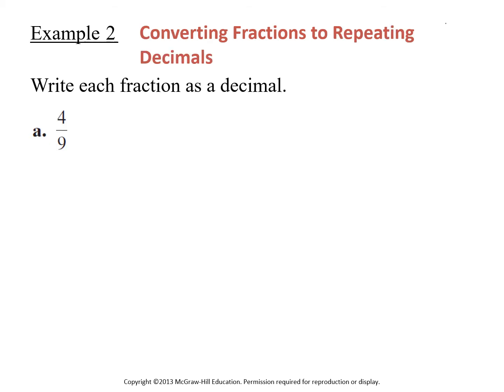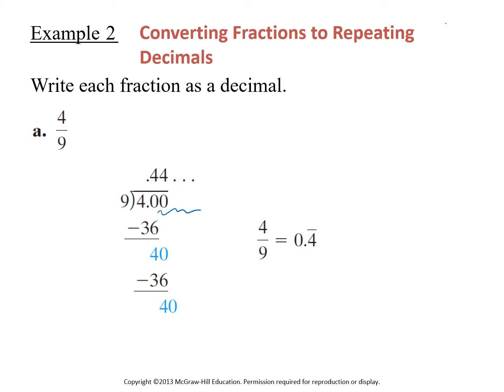Next, I'm going to convert this fraction to a repeating decimal. So when I take 4 and divide it by 9, as I keep putting zeros into the dividend and dividing, I recognize a pattern where that 4 is repeating. And so we use a bar to indicate a repeating decimal. So this is 0.4 repeating.